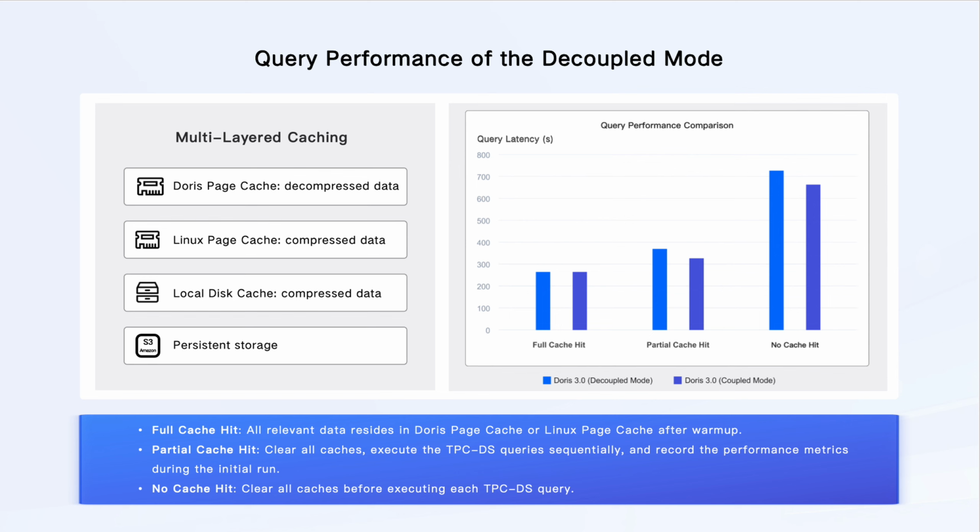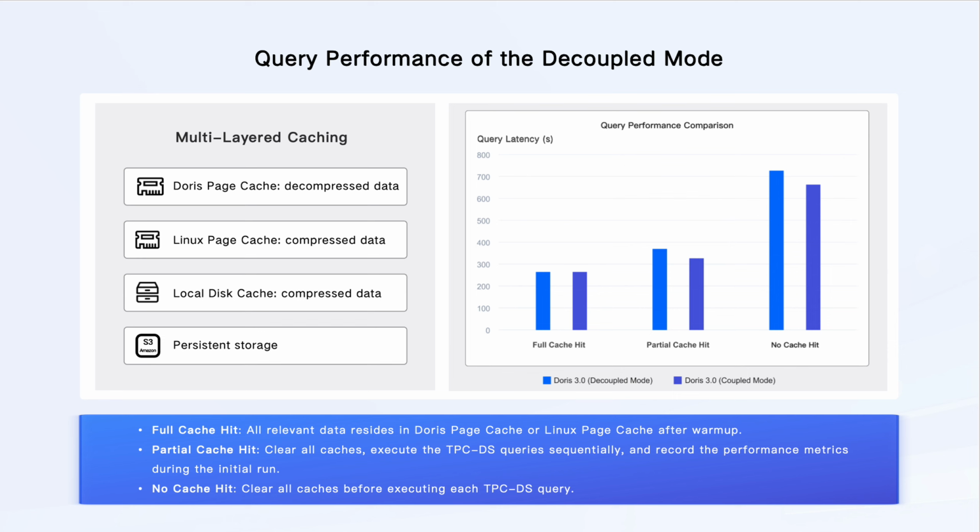In the compute storage decoupled mode, query performance can vary depending on how much data is already cached. It typically falls into three scenarios. The first one is a no cache hit. This happens when a query runs, but none of the cache layers have the needed data. So it has to be pulled entirely from remote storage like object storage or HDFS. This is the slowest case.